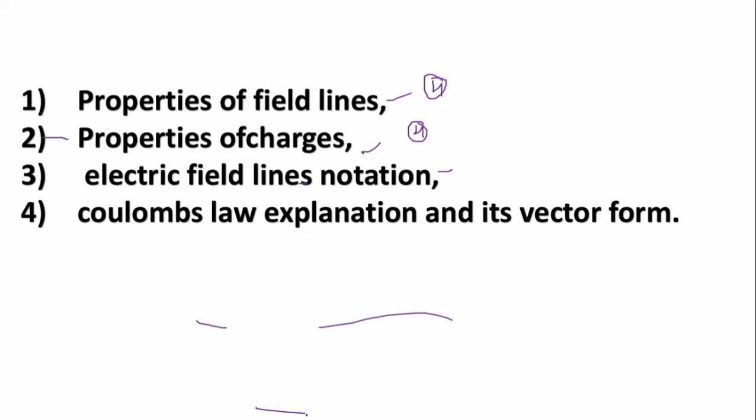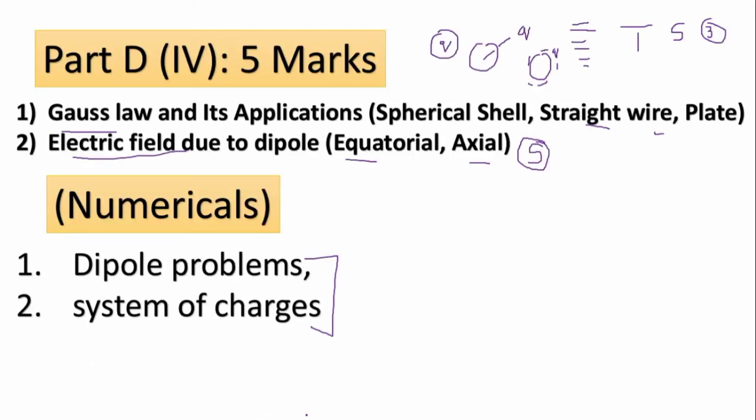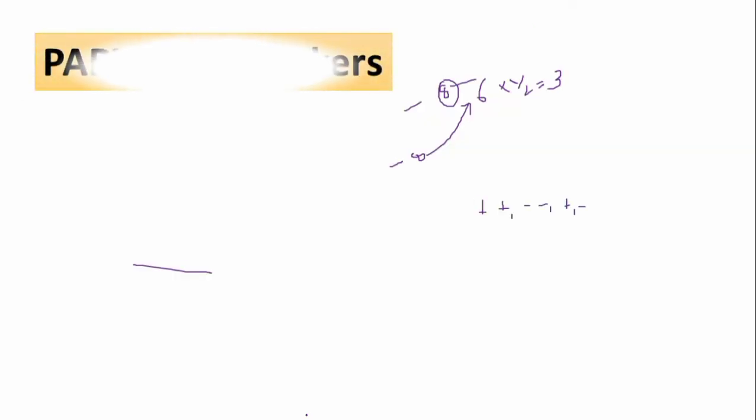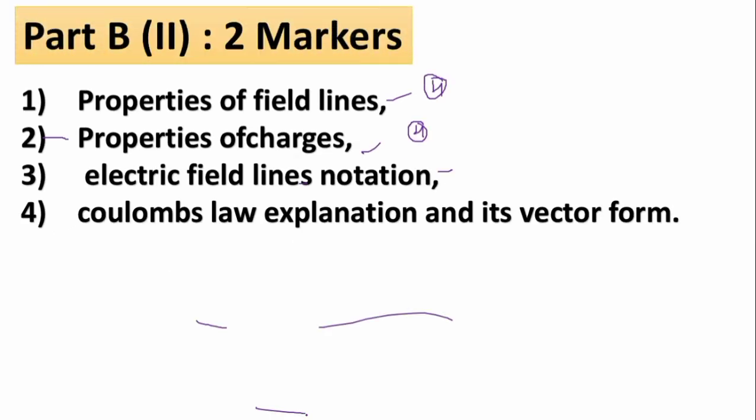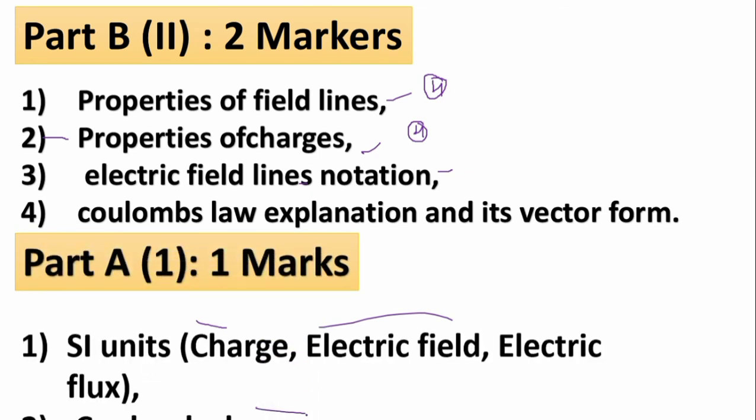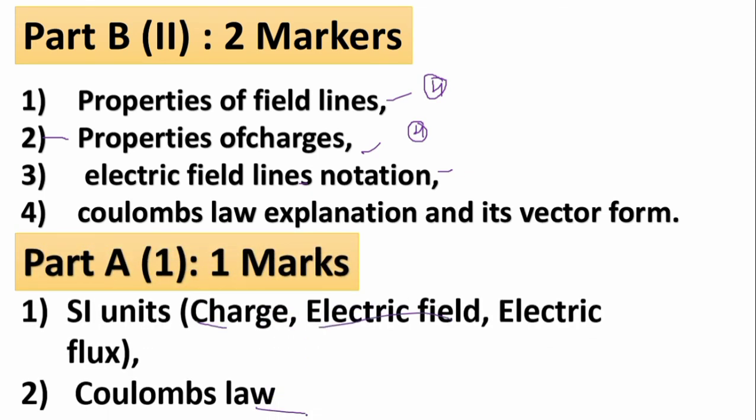So I'll quickly recall what we studied. First we studied 5 marks, where there are 5 derivations from 2 topics, Gauss law and electric field. Numericals are from 2 topics, dipole problem and system of charges. For 3 marks, for properties you have to learn 8 points and write 6 points, where each carries half marks, so 6 into half is equal to 3. For 2 marks you should write 4 points where each point carries half marks, 4 into half is equal to 2. Then 1 mark, I told you they may ask the SI unit or definition of any of these. So you should be thorough.